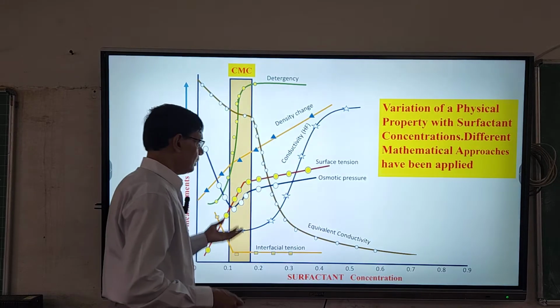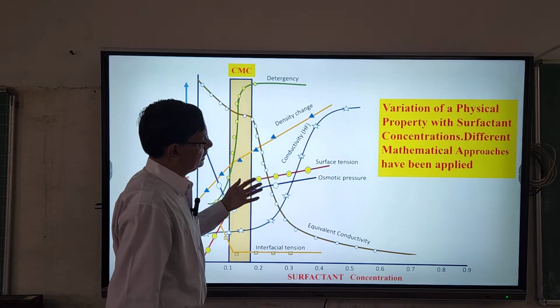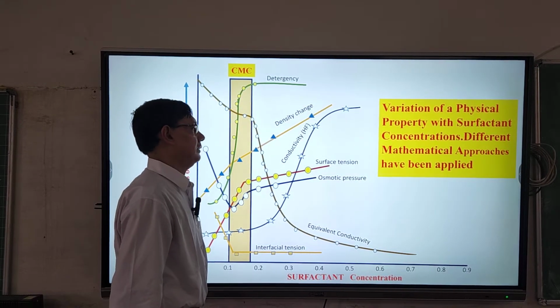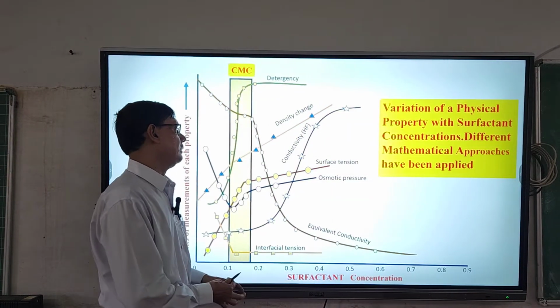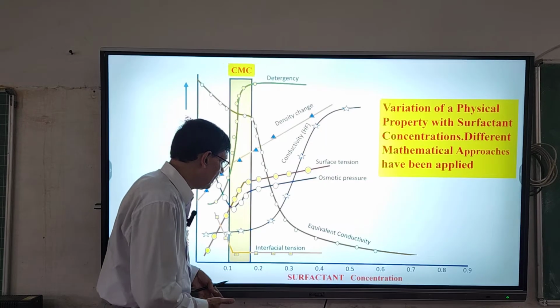Now, you know that in the conductometric method, if I increase the concentration of surfactant, sometimes the observed conductance may increase.